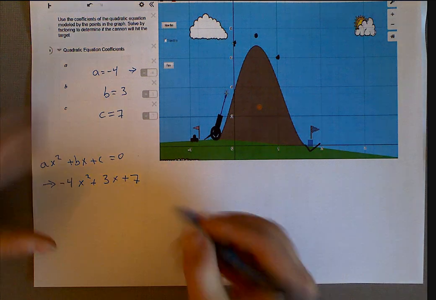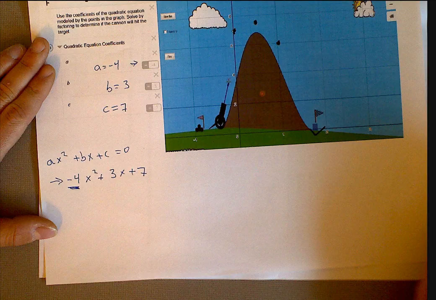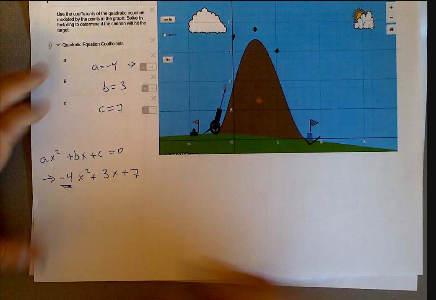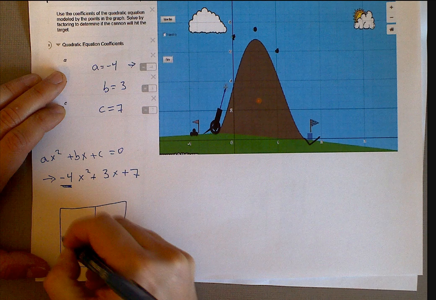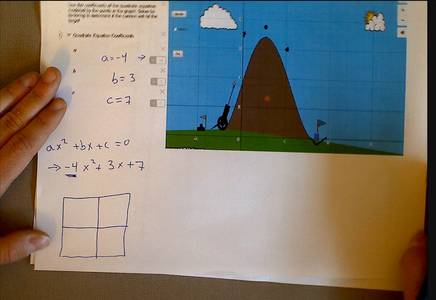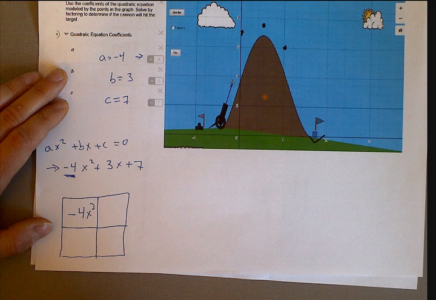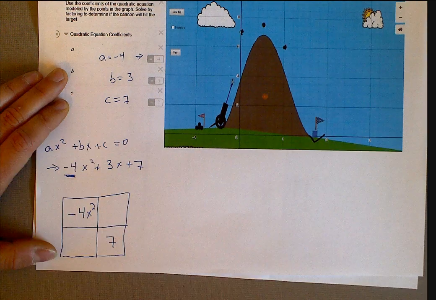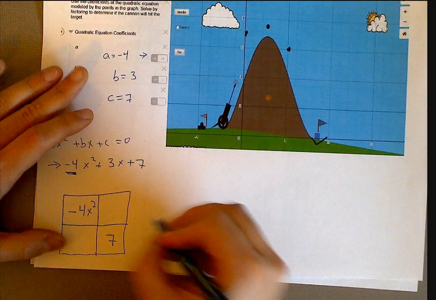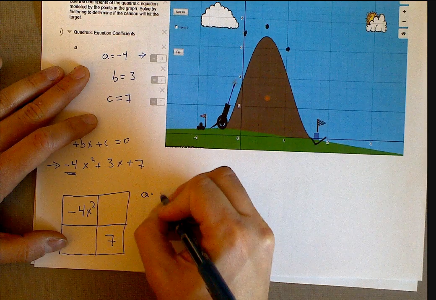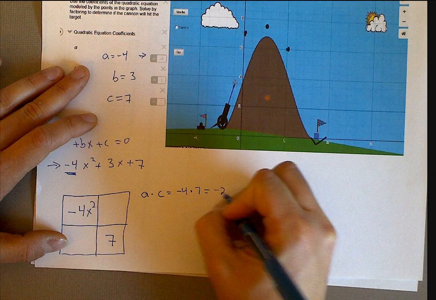And since my a value is not 1, it's -4, we're going to solve using the box method. So let's start by drawing a box. In the first column of the box, I'm going to put my first term, which is -4x squared. In my last box, I'm going to put my last term, which is 7. And then in the middle boxes, I'm going to figure out what I need to put by multiplying the first term times the last term, which is -4 times 7, which is -28.